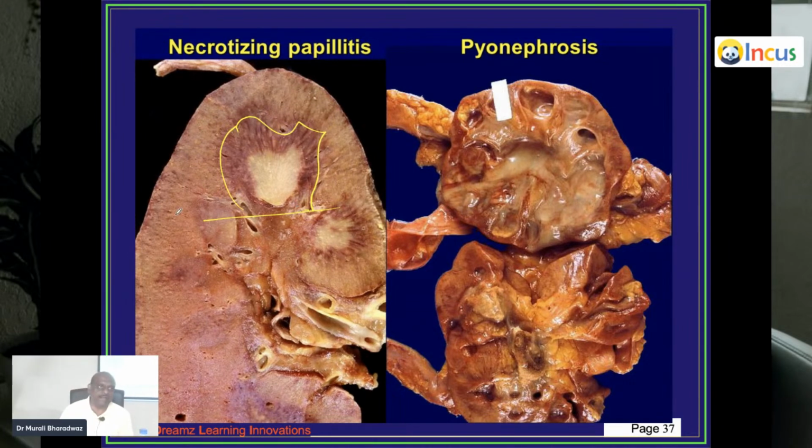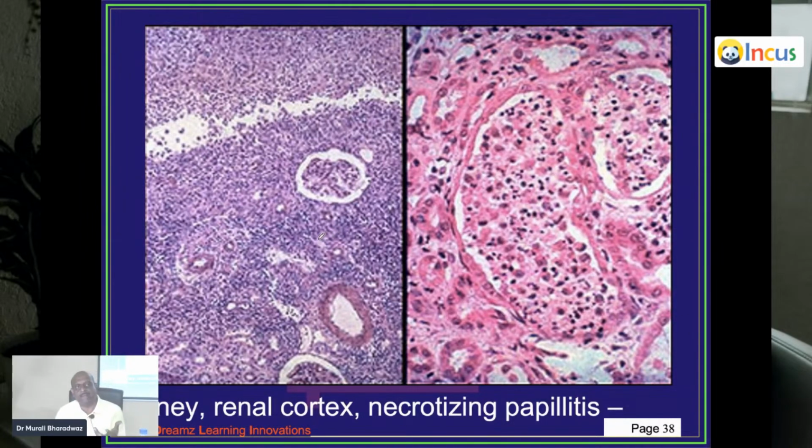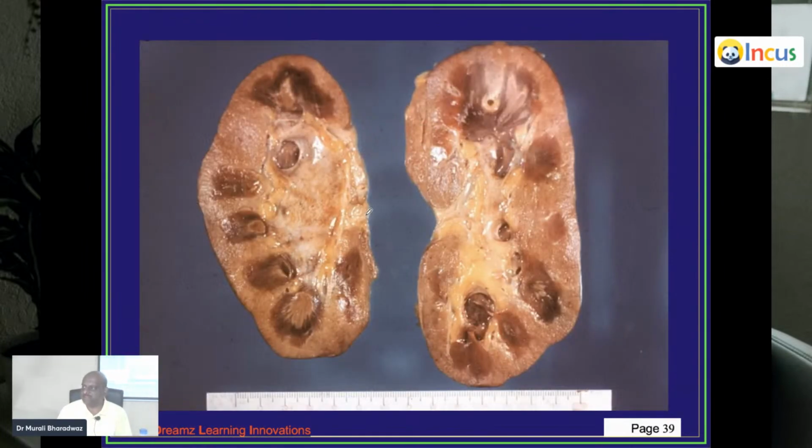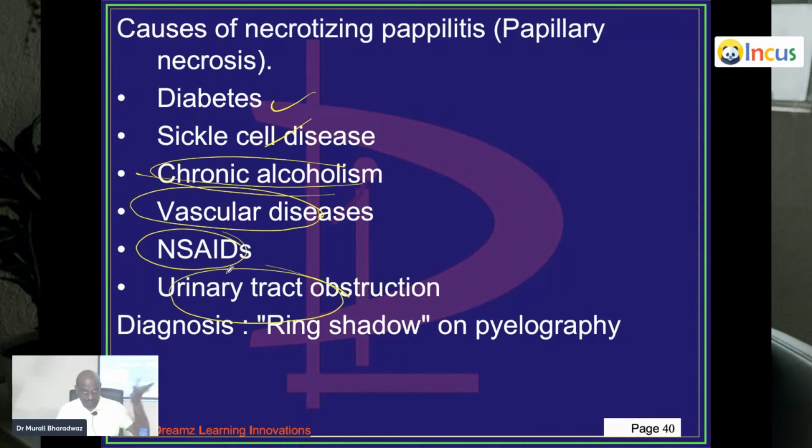Necrotizing papillitis and ultimately developing pus in the kidney, which is pyonephrosis. So if you happen to do the biopsy in the renal cortex, you can see necrotizing papillitis. This is another example of necrotizing papillitis. The risk factors are diabetes, sickle cell disease, chronic vascular disease, NSAIDs, and urinary tract obstruction.